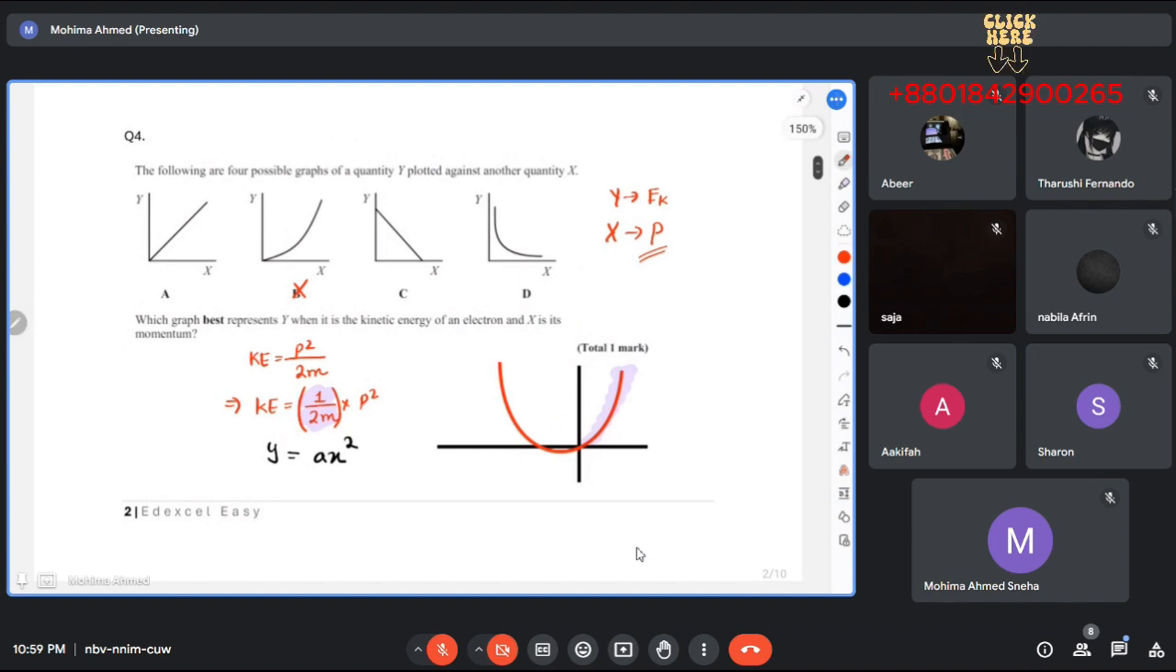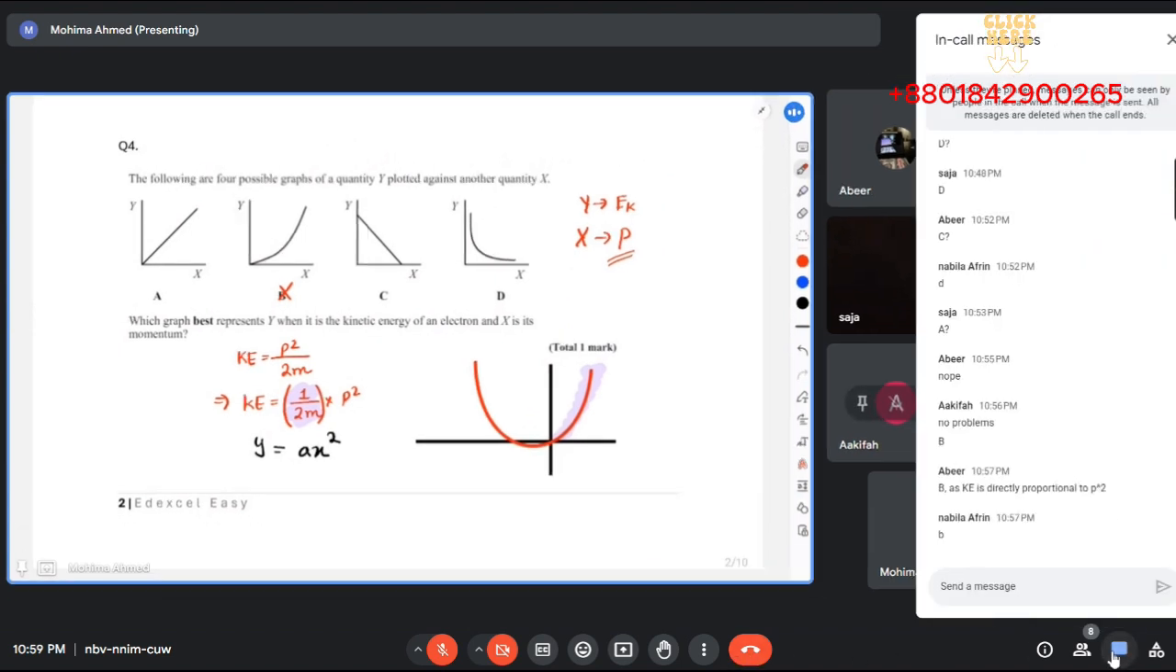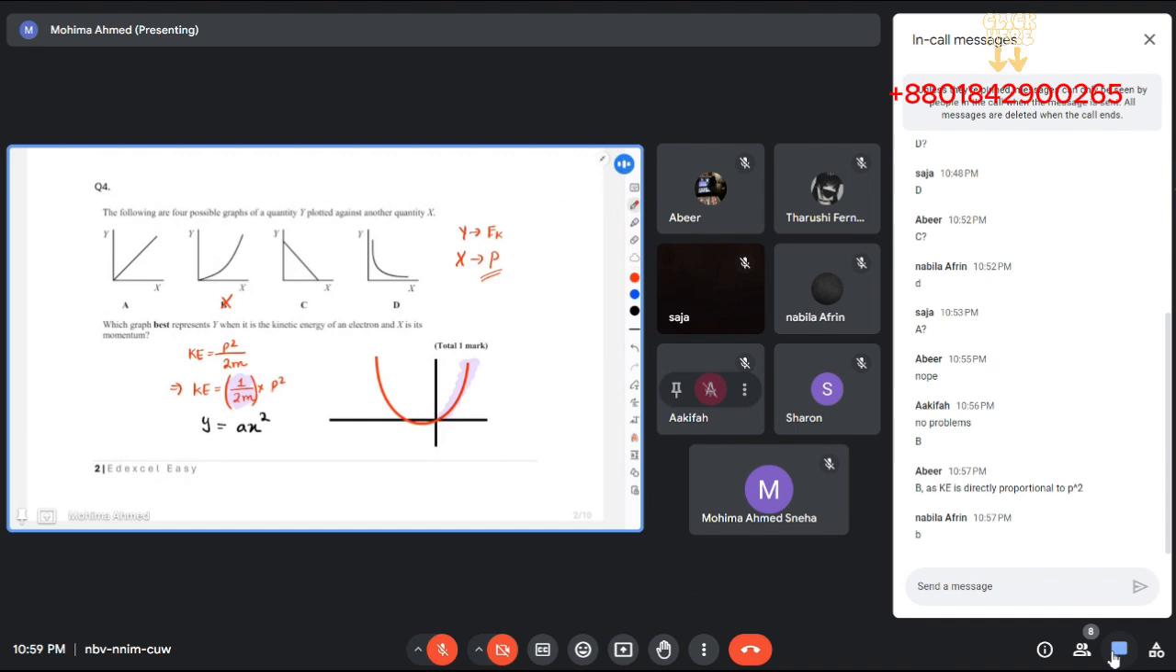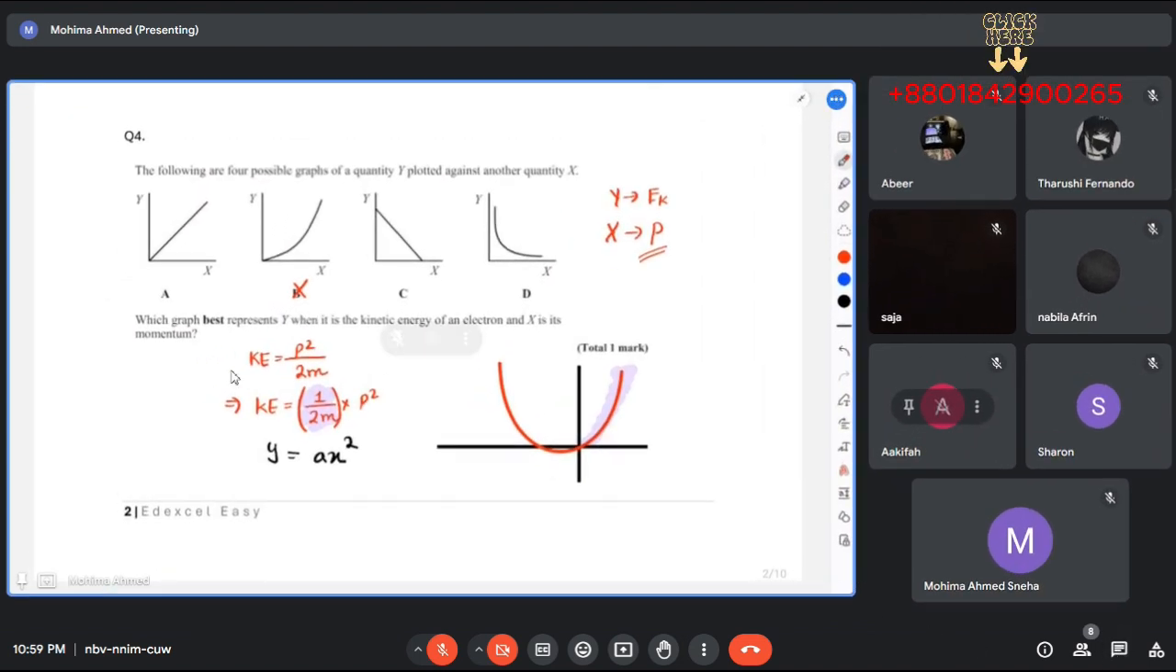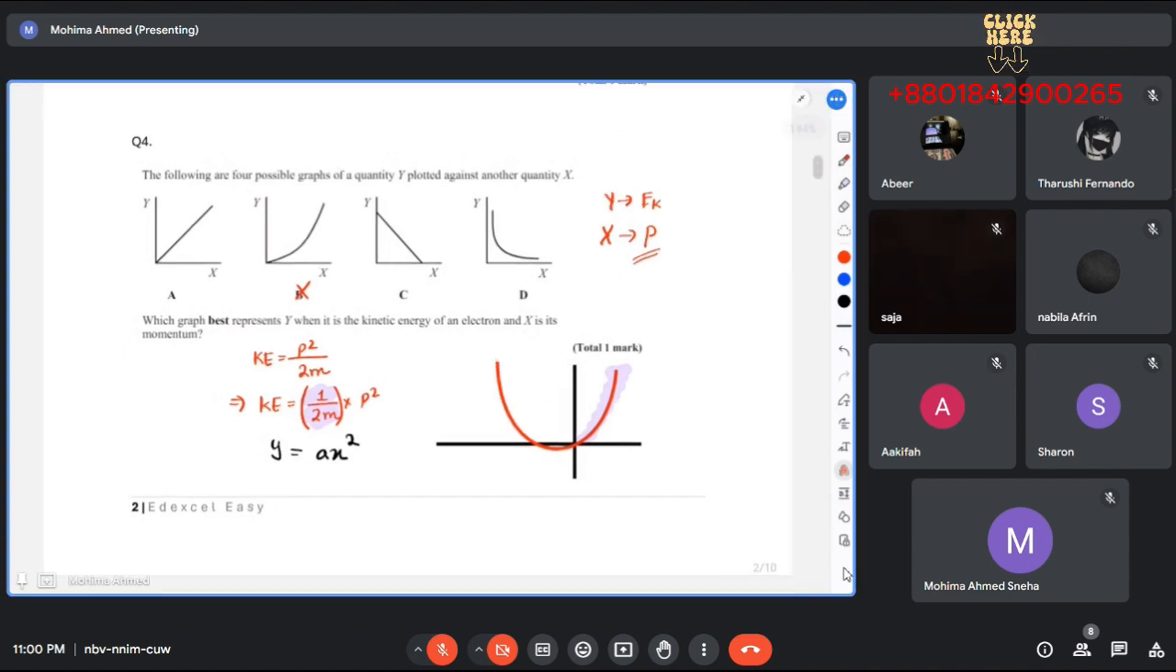And obviously, I think Abir also said that kinetic energy is directly proportional to the momentum squared, and that's right. I'm just explaining this in terms of graph basics. Since y equals x squared, obviously the graph should be a positive quadratic graph, a happy shape graph. Is there any problem? No problems. Then this is it. Question 4, we'll move on.